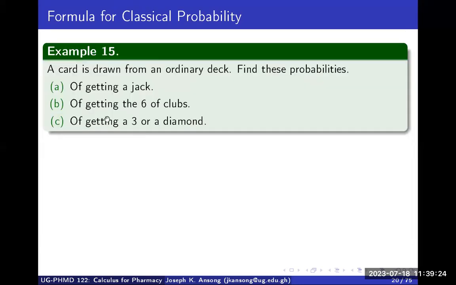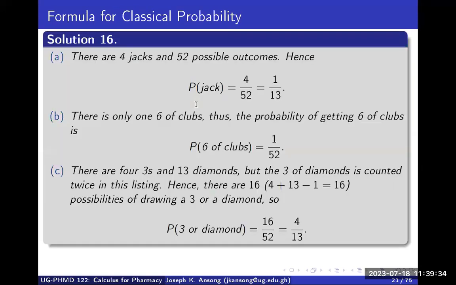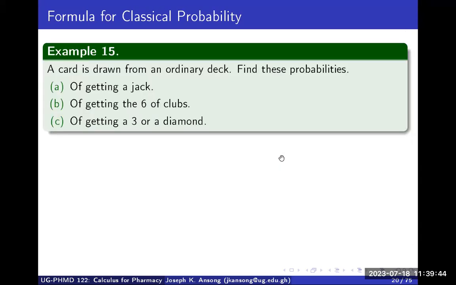Then the second one is, what is the probability of getting the six of clubs? How many six of clubs do we have? There's only one six of clubs. So the probability of getting a six of clubs is just 1/total number of cards, which is 52. Now the third one is, as I said, trickier. It says, what is the probability of getting a three or a diamond?